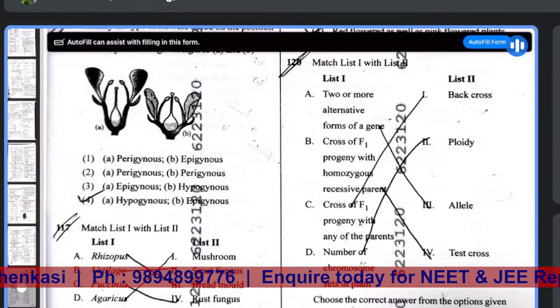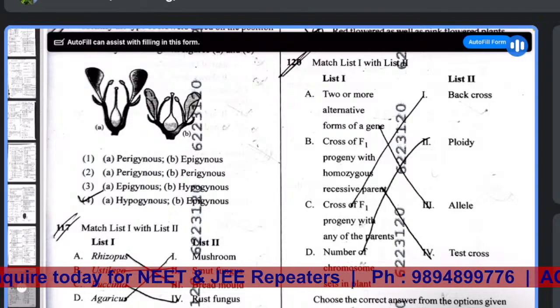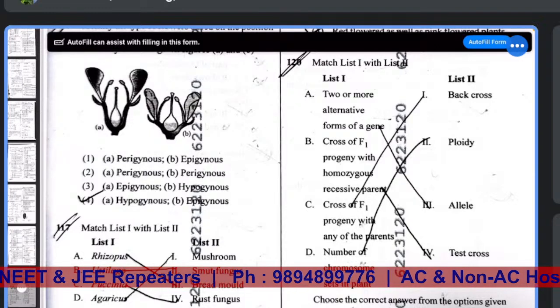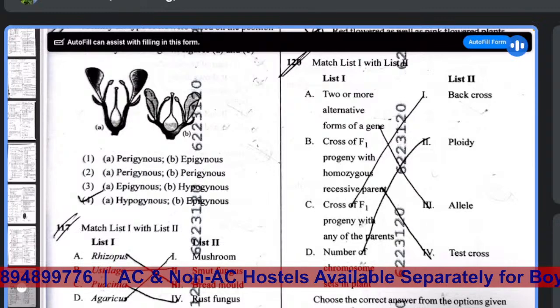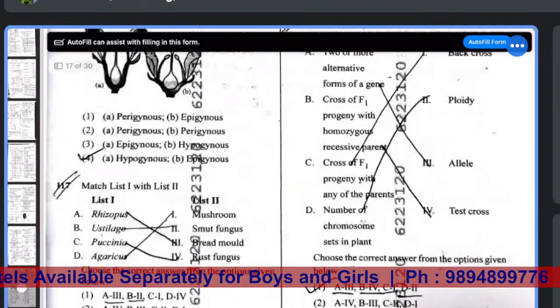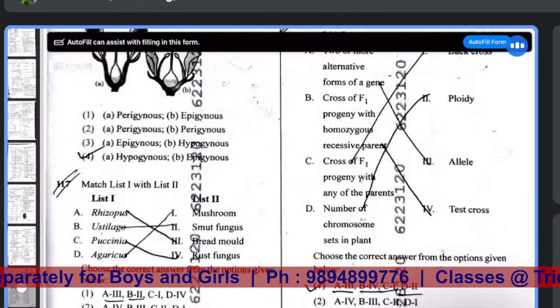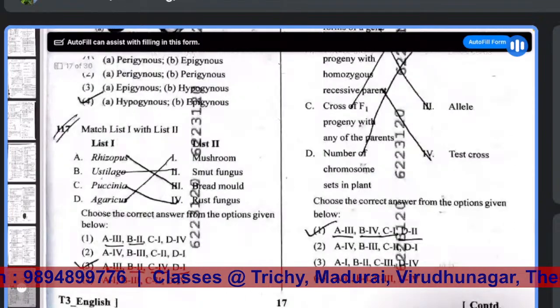C, cross of F1 progeny with any of the parent. If you are crossing the F1 with any one of the parents, it is going to be a back cross. So C is 1. And the number of chromosome sets in a plant represents the ploidy. So D is 2. So the right answer here is option number 1. Okay, right. So I'll discuss 5 more questions.